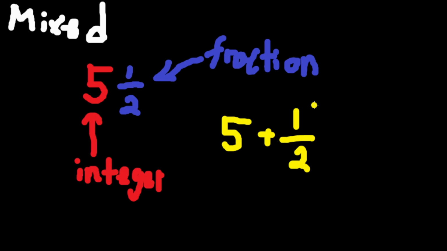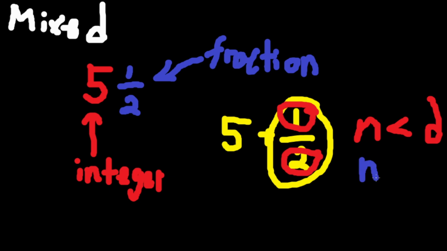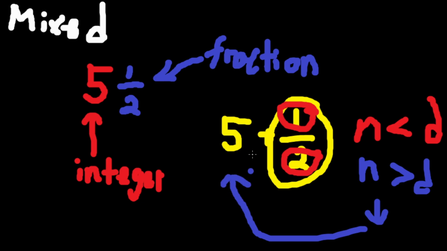And for the mixed fraction to actually work, the numerator has to be lower than the denominator. So the numerator always has to be lower than the denominator for it to work. And if, and this is only if, the numerator is greater than the denominator, it must be turned into the improper fractions.